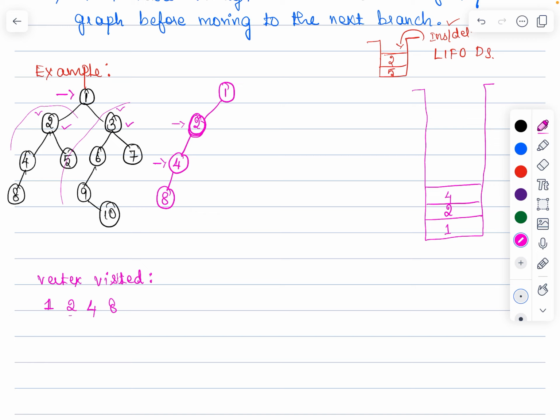So how will it move back? How does the code know which is going to be the previous node? For that purpose only we are using the stack data structure. So you look at the stack top element. The stack top element is 4, right, which means that we are supposed to move back to the vertex 4 and look for other possible options other than this 8.